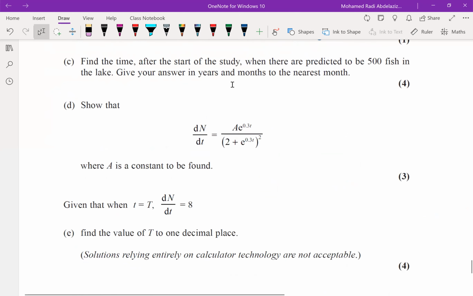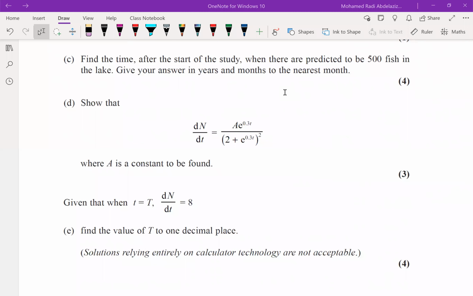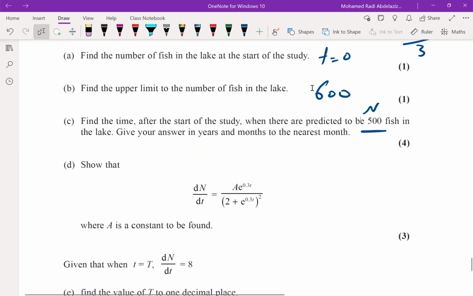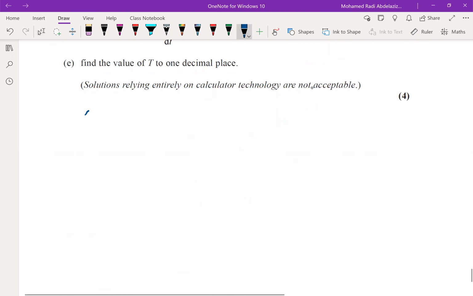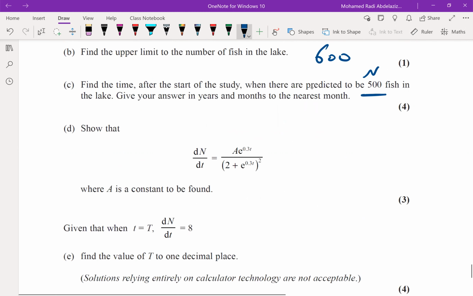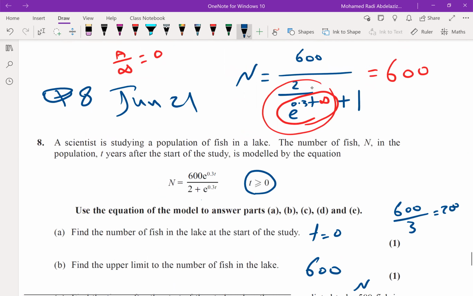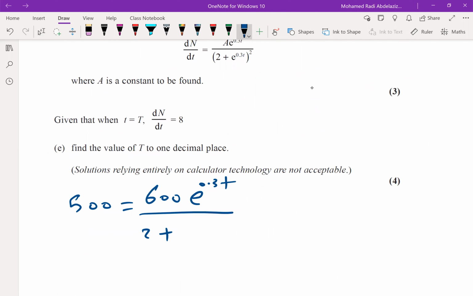Let's now look at part C. Find the time after the start of the study when there are predicted to be 500 fish. Now N is equal to 500, so we'll solve the equation. 500 is equal to 600 e to the power of 0.3t divided by 2 plus e to the power of 0.3t.